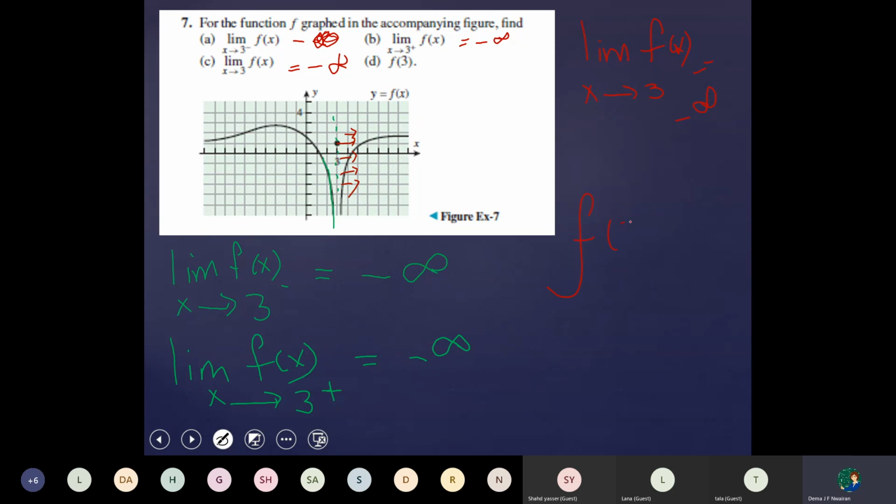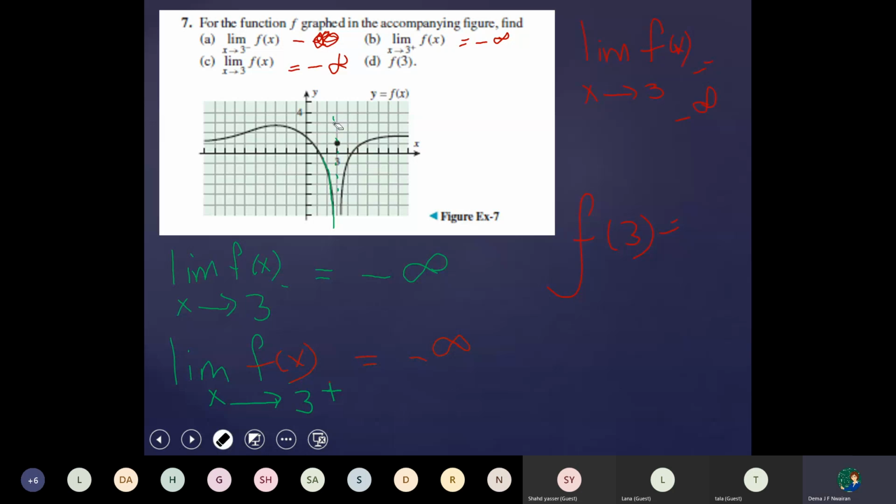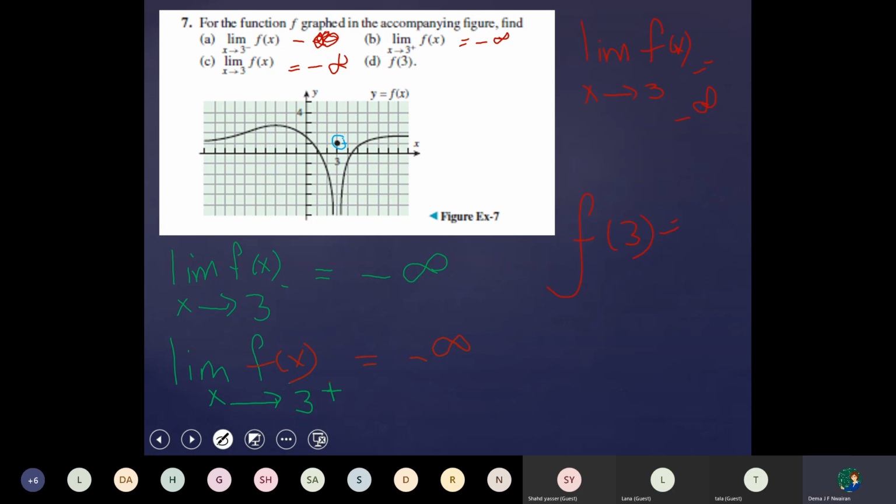What about now f of 3? Look at f of 3 here. Did we have a black or closed point at 3? Yes. At point 3, what is the value? 1. Right, look here, at 3 its value is 1. So f of 3 now is equal to 1.